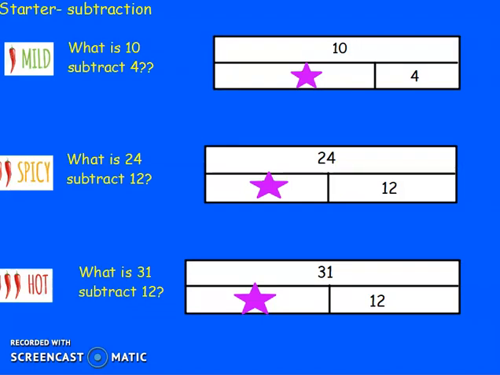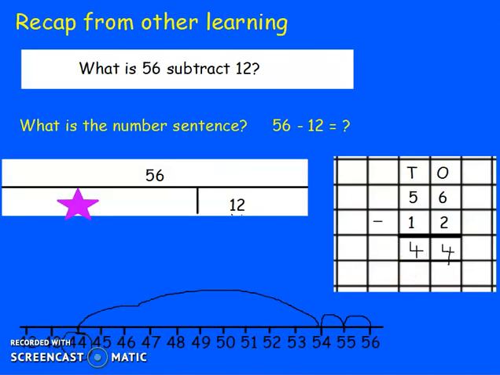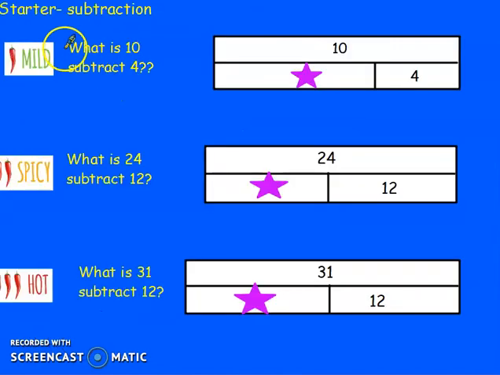Now it's your turn to try. I've just written it down using the bar model, but it is up to you if you want to use the number line method or the column method. So select which level you think you are comfortable on and answer these questions. Well done, let's check if you were correct.